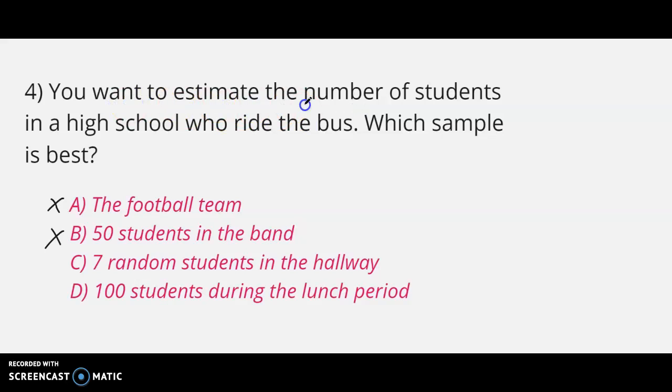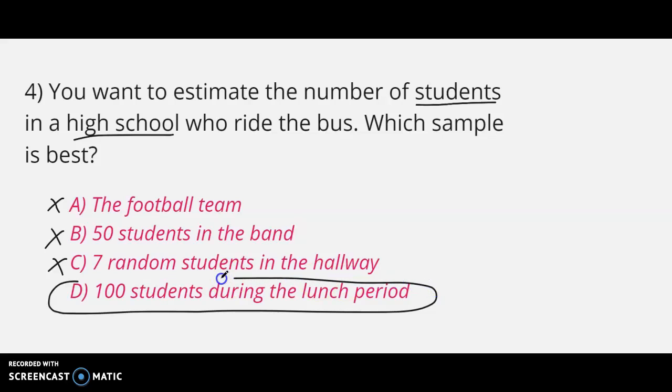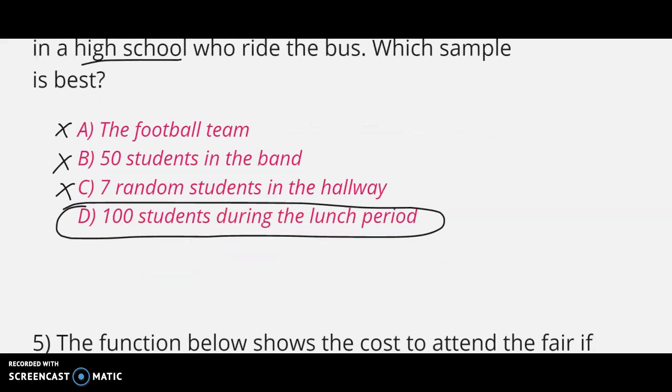Notice the original question, you want to estimate the number of students at a high school. You're not saying which group, you're not saying a particular sports team, you want a good sample of the entire high school. 7 random in the hallway, it's not a very big sample, you're only doing 7. D is probably the best sample. You're going to get 100 students, a fairly big sample size, during lunch period. Everybody has lunch, so anybody at the lunch has a good chance of being selected. Alright, so of the 4 choices here, the 100 students during lunch is probably best.